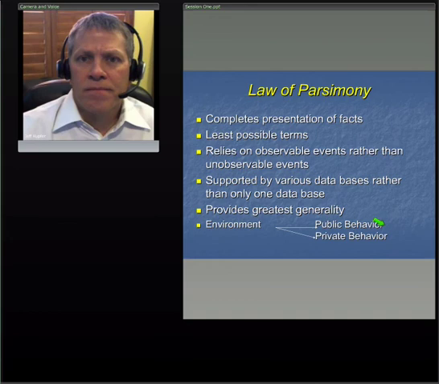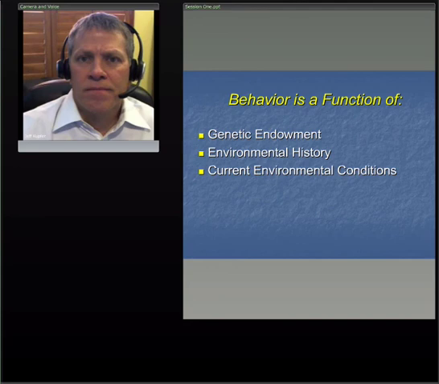Sometimes public behavior occurs before private behavior. Sometimes private behavior occurs before public behavior. But we're on safe ground in noting that the environment has influential control over both of these sets of behaviors. So when we talk about behavior, we usually refer to behavior as being a function of three important variables. First, genetic endowment. And there is absolutely no question how important genetic endowment is in determining human behavior and all behavior. Okay, we certainly understand this. We know more today about genetic endowment and the influences of genetics than we ever have before.